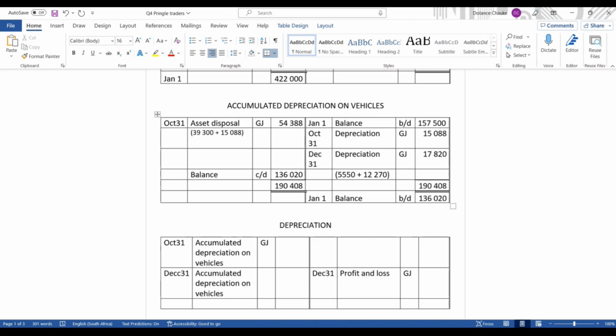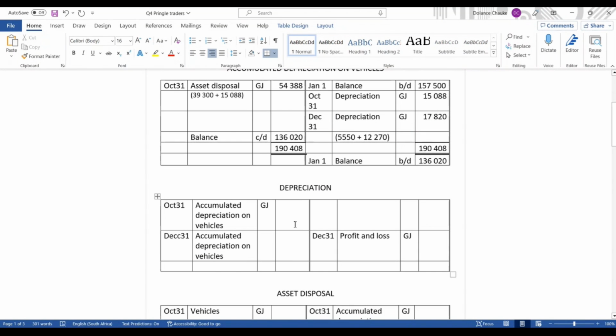Once you are here, you must know your problems are finished. Once you are done with the accumulated depreciation, your problems are completely done. Because you'll come here and do copy and paste. You want to copy this one to there, the 15,088. And then you're going to take this one again, 17,820. Then your problems are finished. Then how much is the total there when you add the two?